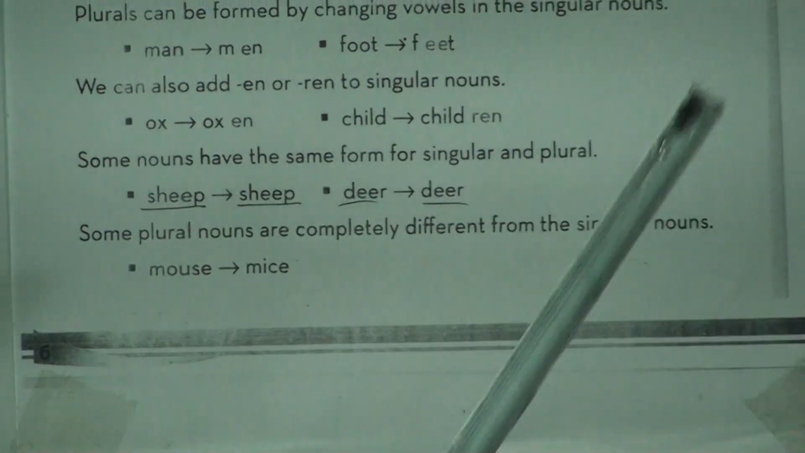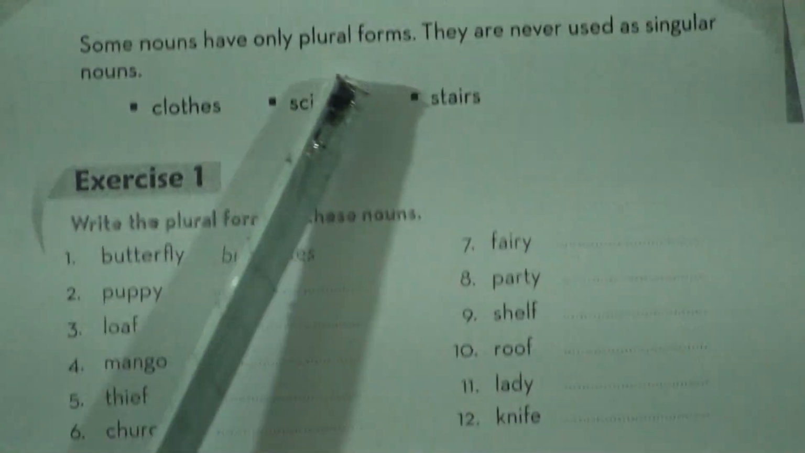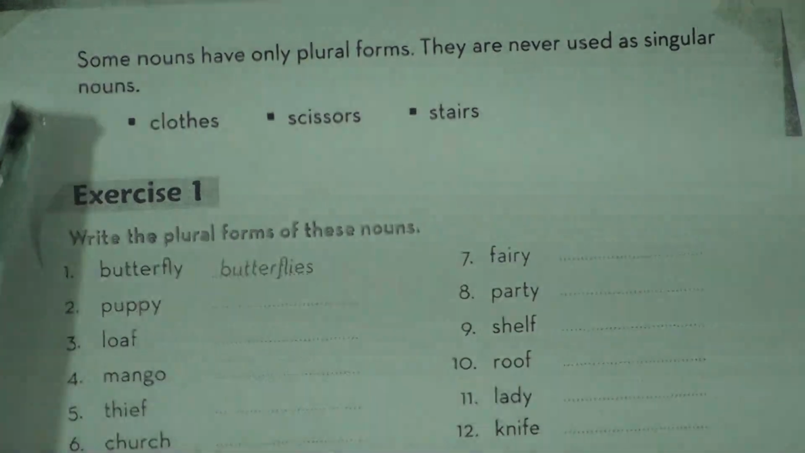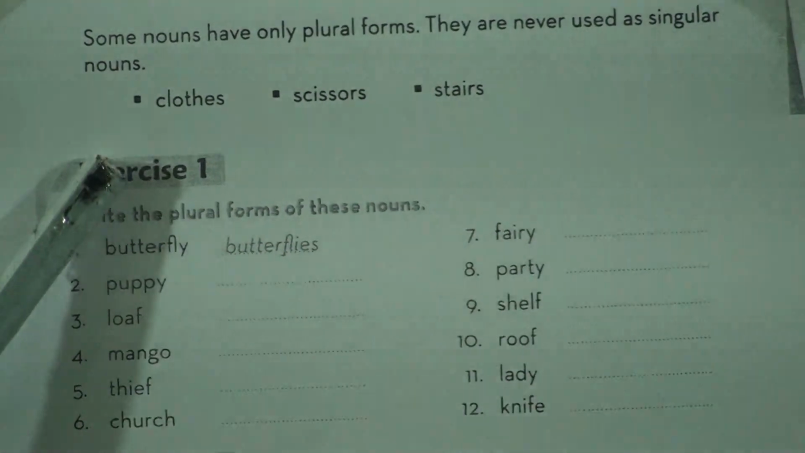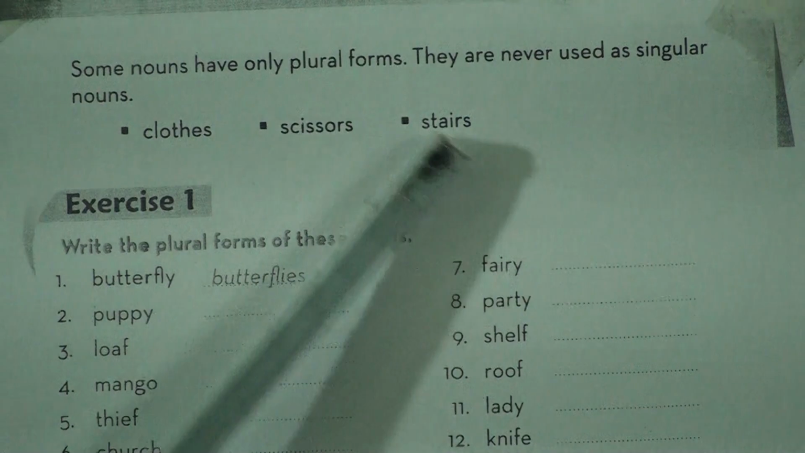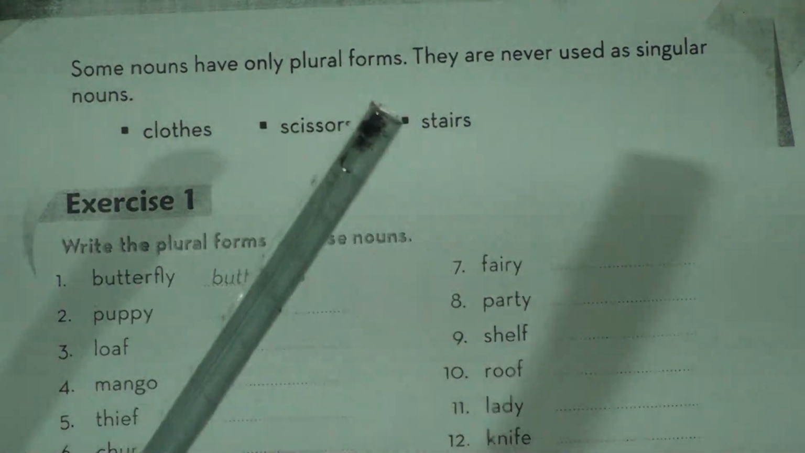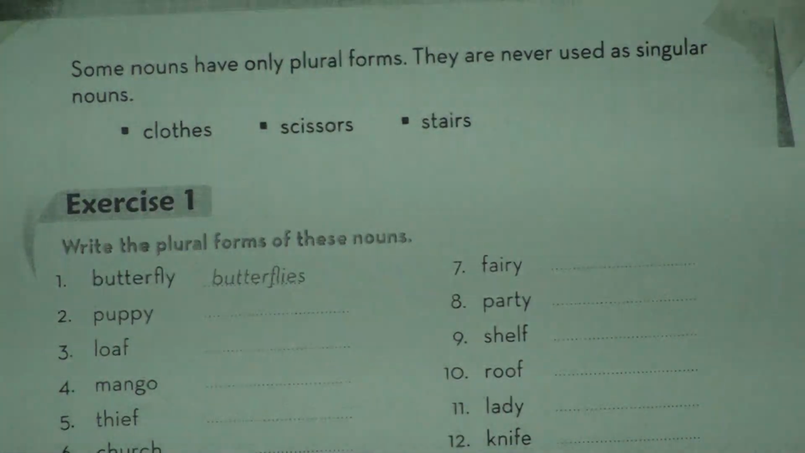Now we will go to the next page. Some nouns have only plural forms. They are never used as singular nouns. Now look, those nouns have only plural forms. You can never use them as a singular noun, like clothes, scissors, stairs. So remember this one. Those are always plural. Okay? Clothes, scissors and stairs.